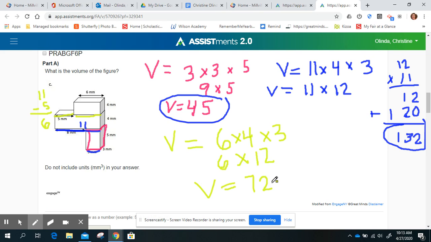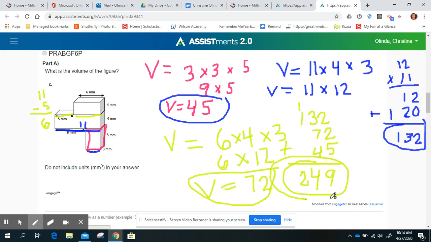And then I would need to add all 3 of these together to get my total volume. So I'll have 132. I liked my biggest number on top, plus 72, plus 45. 5, 6, oh, I'm going to add those together, 5, 6, 7, 8, 9. 7 plus 3 is 10 plus 4 is 14. 1 plus 1 is 2. And so the total volume is 249.